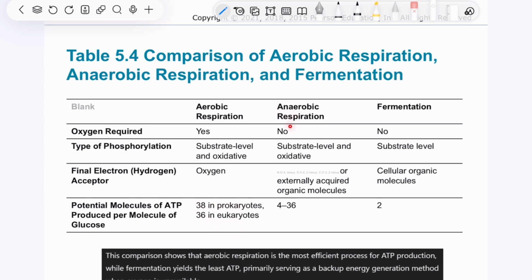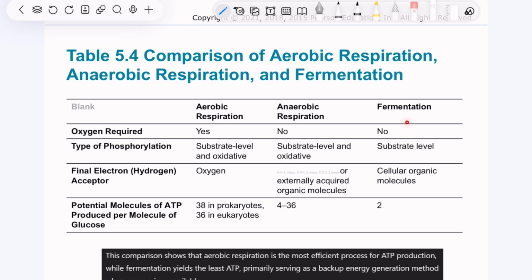Then we move on to anaerobic respiration. Anaerobic respiration does not require oxygen, and it has the same type of phosphorylation as aerobic respiration, which is substrate level and oxidative. Now, the final electron acceptor for anaerobic respiration is nitrate, sulfate, carbon dioxide, or any externally acquired organic molecules. The potential molecules of ATP produced per molecule of glucose in anaerobic respiration is 4 through 36.